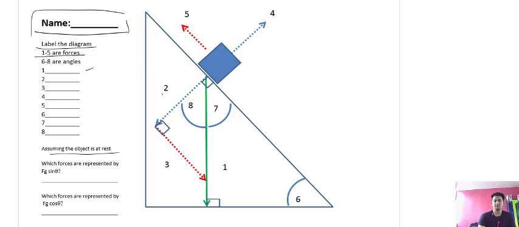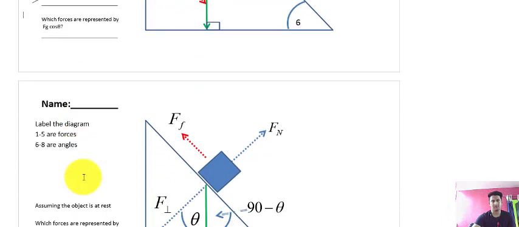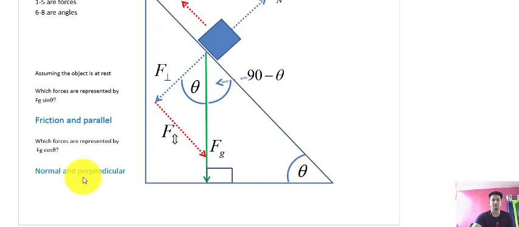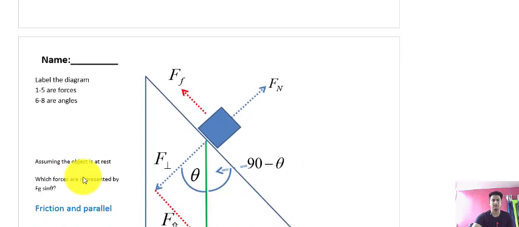Assuming the object is at rest, which forces are represented by Fg sin theta? Whichever component you get as Fg sin theta, you can write down whether it is the parallel component or the perpendicular component. And which force is represented by Fg cos theta? So this is another activity in which you label the diagram, 1 to 5 are forces and 6 to 8 are angles. That is a very simple activity. I have already discussed the basics about these activities above.